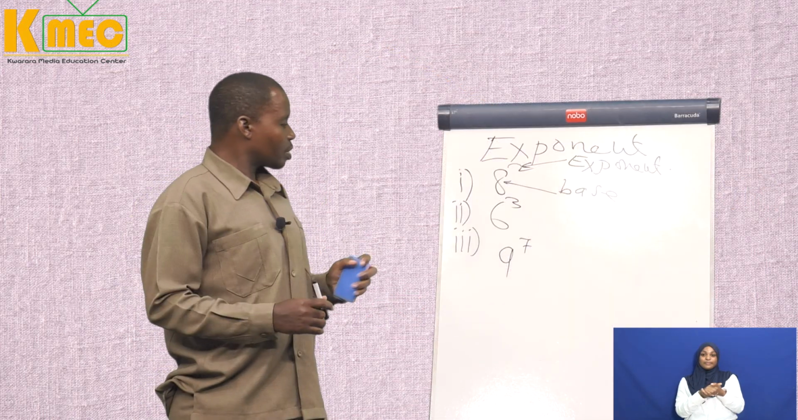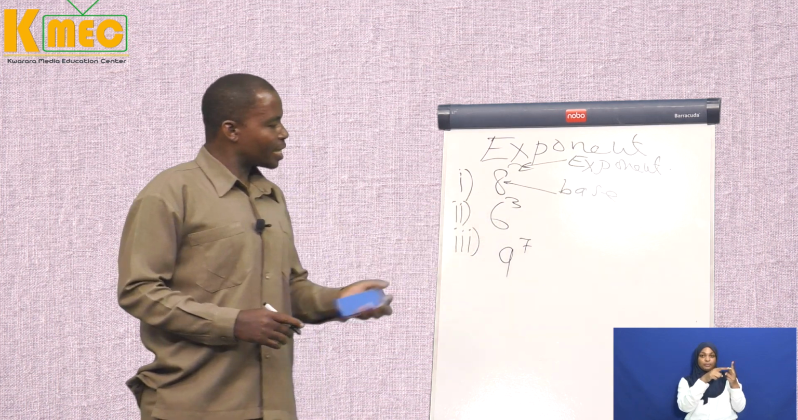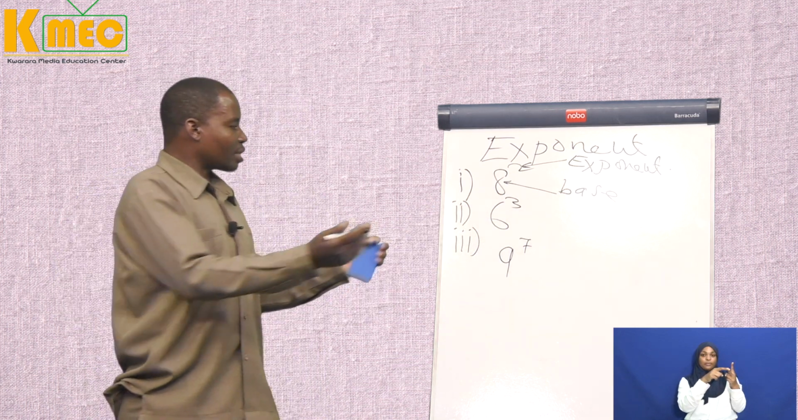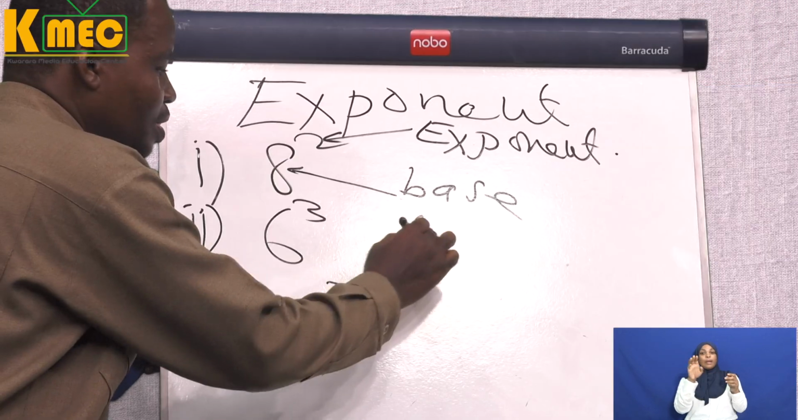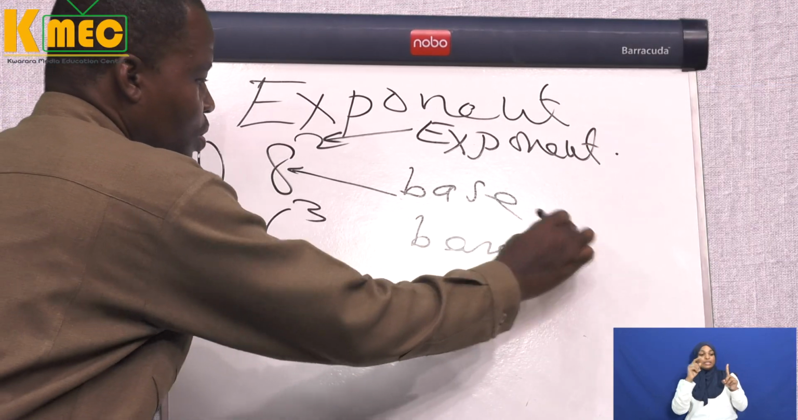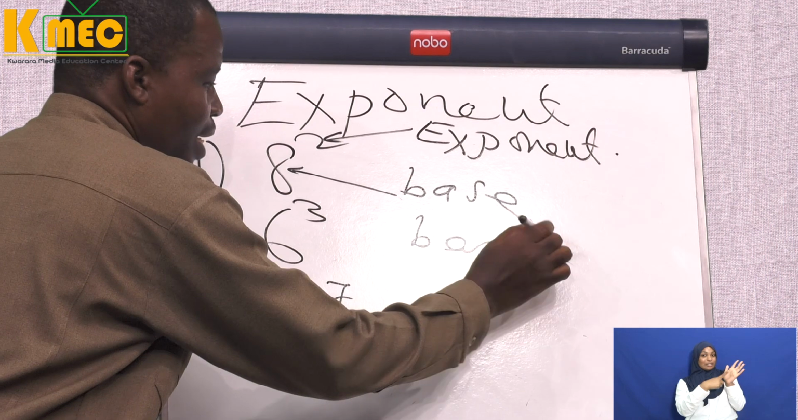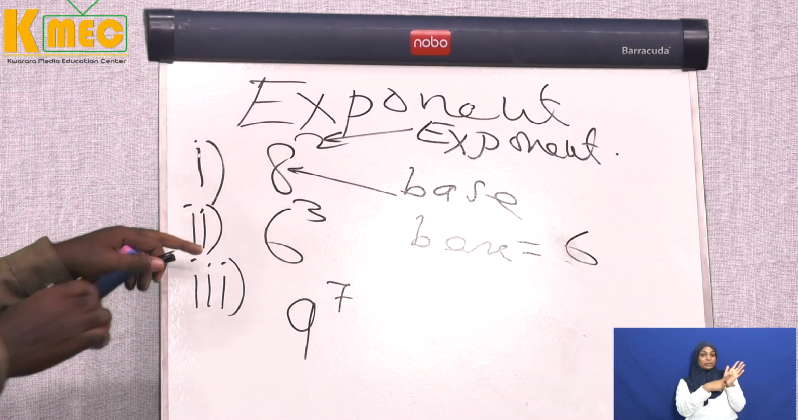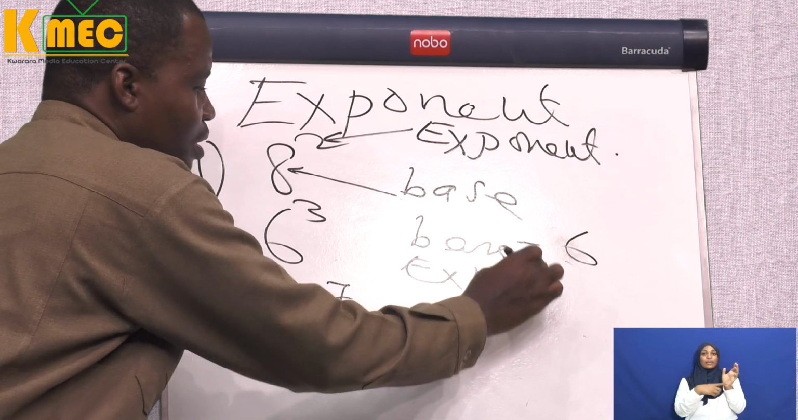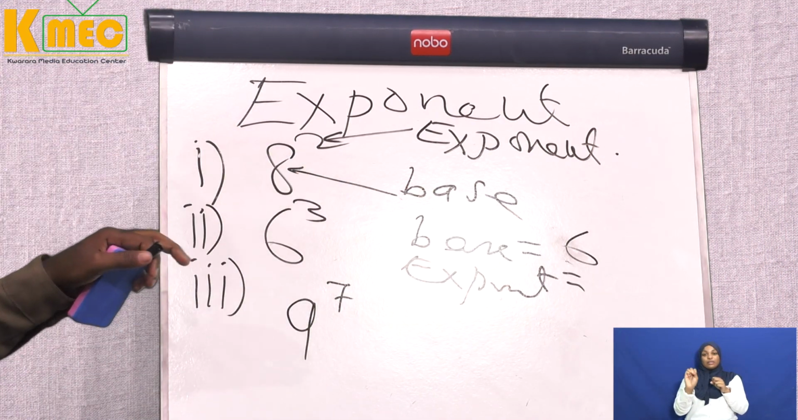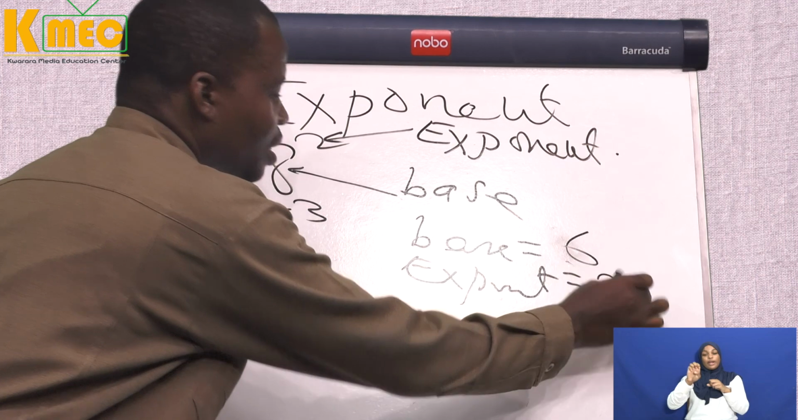For number 2, we also have a base and exponent. What is the base here in number 2? Well, the base is the number 6. So the base is equal to 6. And for number 2, the exponent is equal to, very good, 3.